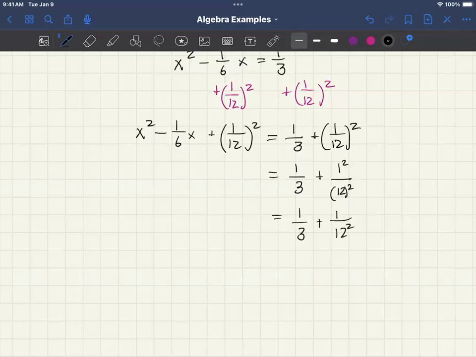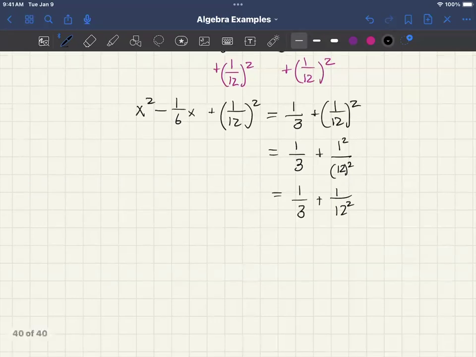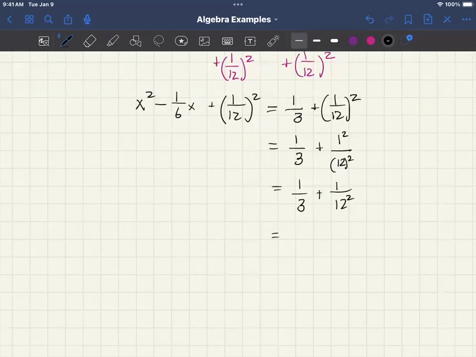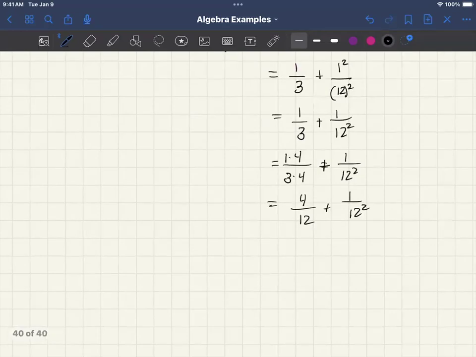Now, this looks a little bit weird. Notice one of the things that we want to do is get a 12 on the bottom. I'm going to do this in a lot of different steps just so that we all are with each other. So that is 4/12 plus, oops, that should be a plus, (1/12) squared. And we want a common denominator. Now that we have the 12 on the denominator there, we're just going to get it to be 12 squared.